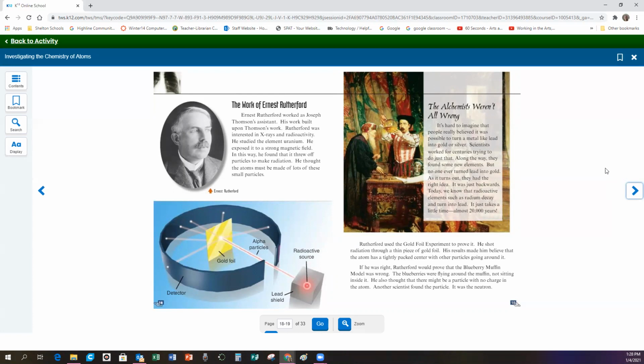Rutherford used the gold foil experiment to prove it. He shot radiation through a thin piece of gold foil. His results made him believe that the atom has a tightly packed center with other particles going around it. If he was right, Rutherford would prove that the blueberry muffin model was wrong. The blueberries were flying around the muffin, not sitting inside it. He also thought that there might be a particle with no charge in the atom. Another scientist found the particle. It was the neutron.